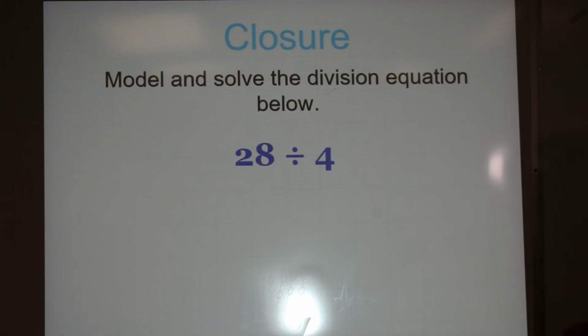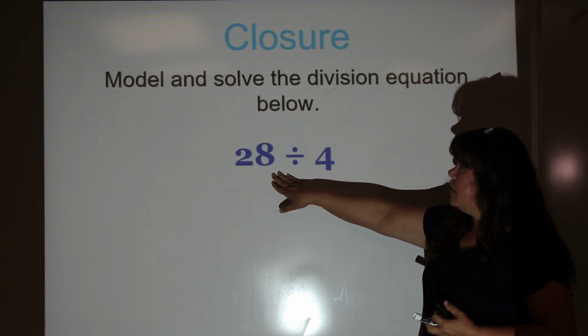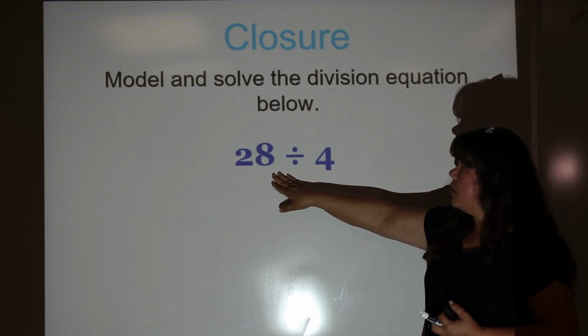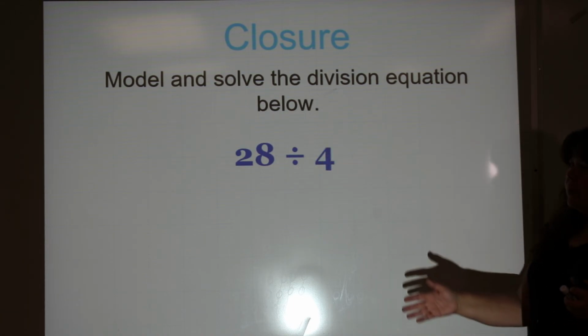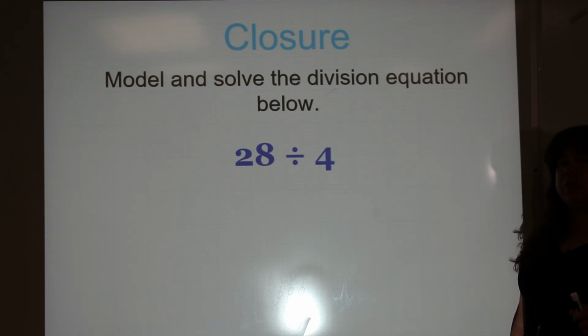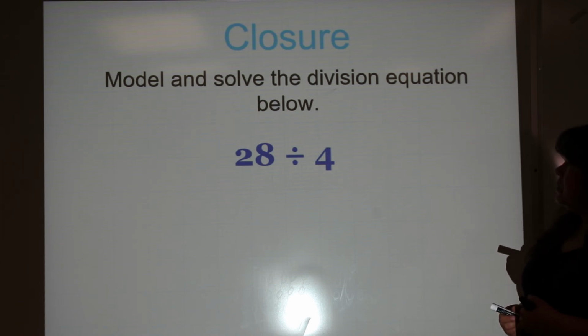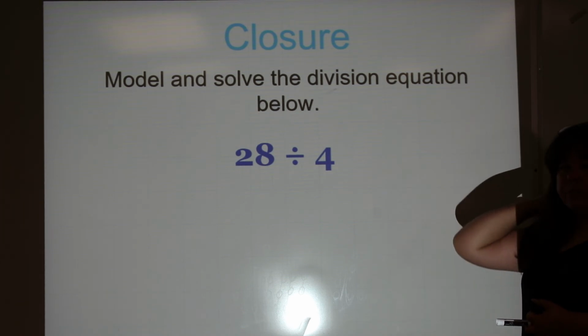So, on your own, I want you to think about how you would model this 28 divided by 4 using one of those 2 ways that I just showed you, either using the equal fair sharing kind of thing, or you're going to take and put them into reverse arrays. So think about how you would do that, and then I'll show you what I would do.